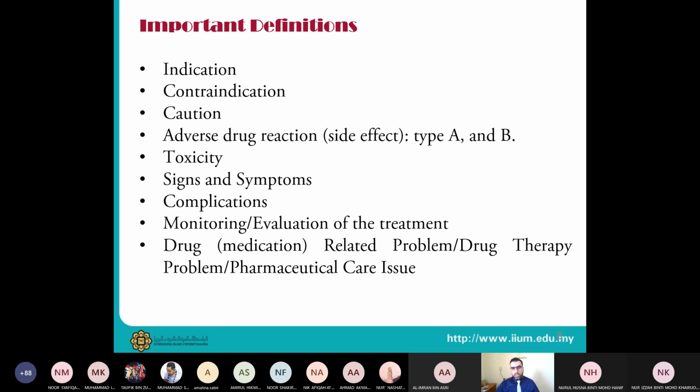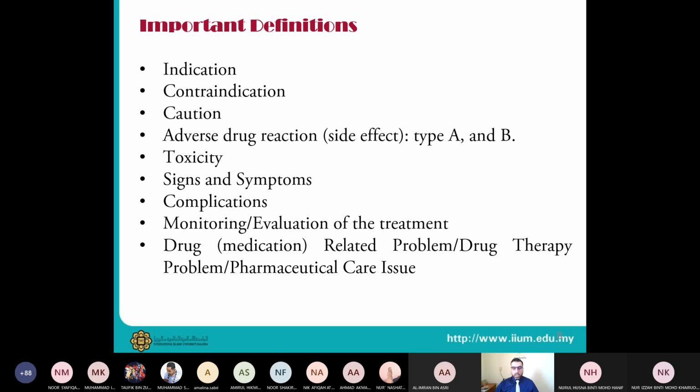Adverse drug reactions. It's a response to the medications which is noxious and also unintended. So the effect of the medications in this case happened at the doses normally used for prophylaxis or diagnosis, meaning in normal doses. Adverse drug reactions usually happen in normal doses. If it happened due to high doses, we call it toxicity. Okay.